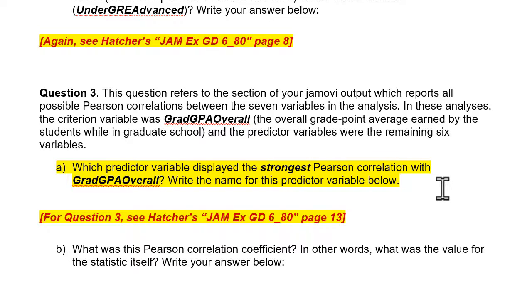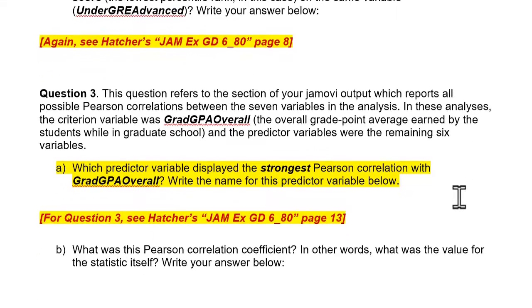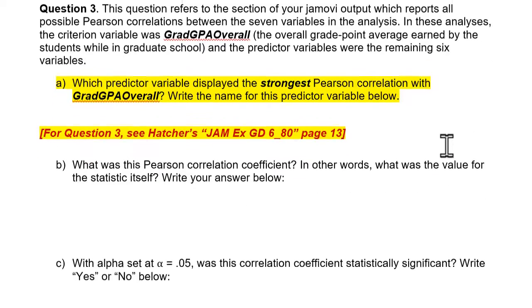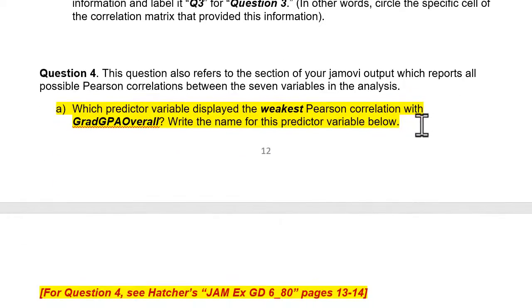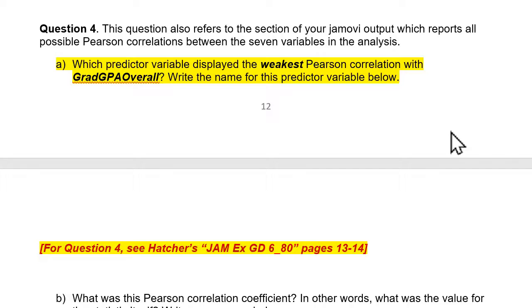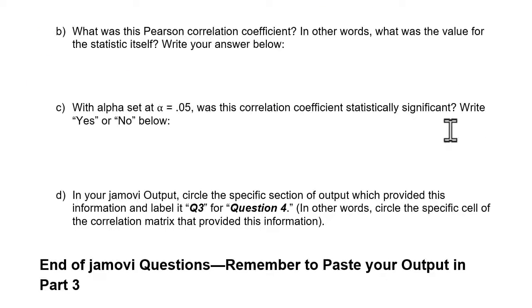Let's go back to the exercise itself. This is the thing we started with. I'm on page 12 of your exercise. We had this question where I asked which variable showed the strongest correlation with graduate GPA overall. You can imagine what the next question is going to ask. Which predictor variable showed the weakest correlation with graduate GPA overall? And in the guide, I just went over the section that shows how to identify the variable with the weakest correlation. It was on pages 13 through 14 of the guide. We're in the exercise. Let's keep marching forward.